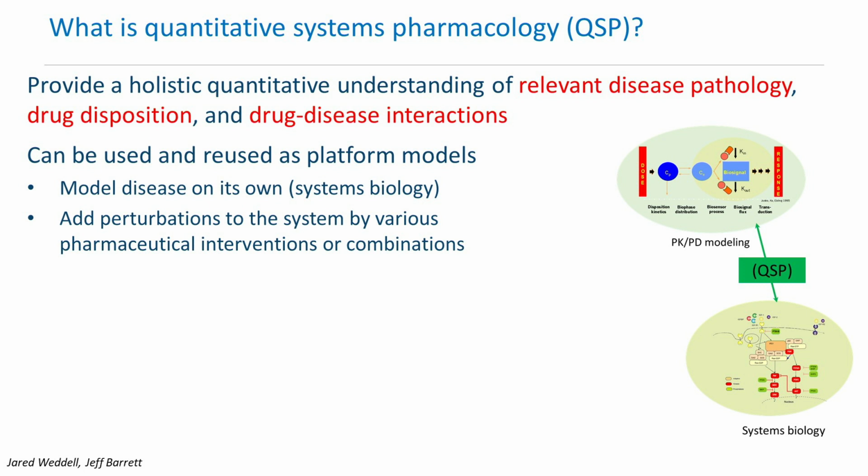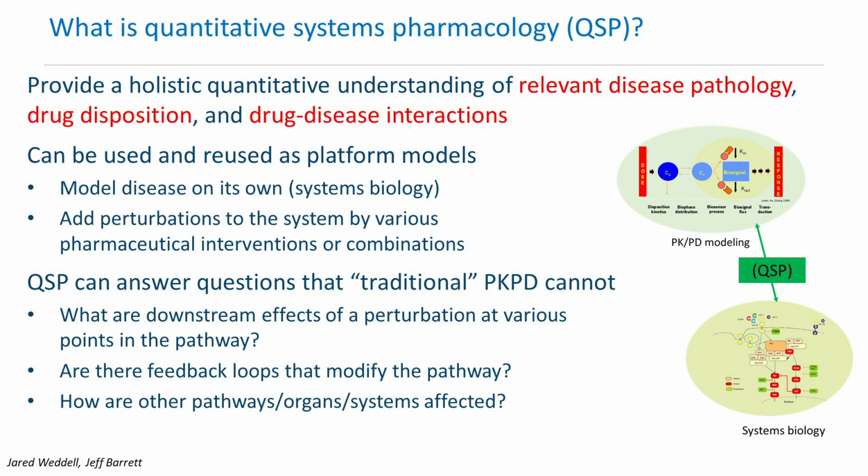Now, there's no question that QSP is substantially more complicated than having an empirical or a semi-mechanistic model, but it can answer questions that traditional PK/PD cannot. We already spoke about some of the downstream effects of a perturbation at various points in the pathway, and also how that pathway relates to other organ systems and pathways in the body. We also talk about feedback loops that modify the pathway. So you can look at things that are upstream. If, for example, you increase the amount of a particular enzyme, does it go back and down-regulate its production?